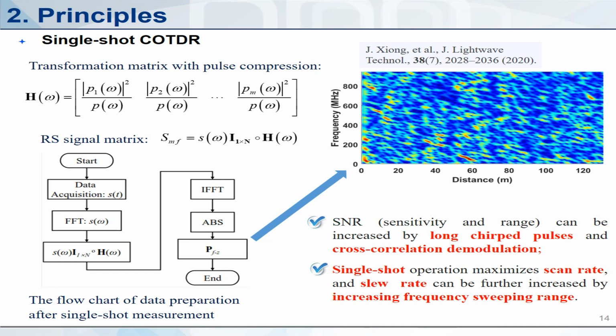Here is the flowchart of the data preparation. We do the data acquisition and get S(t) first. Then we do the Fourier transform to get S(ω). Then we get the S_MF. And then we do the inverse Fourier transform and get the absolute values. Then we can get the Rayleigh scattering patterns over frequency and distance, as shown in the top right figure here. In this scheme, signal-to-noise ratio can be increased by a long chirp pulse and cross-correlation demodulation. Single-shot operation maximizes the scan rate, and the slew rate can be further increased by increasing the sweep range.